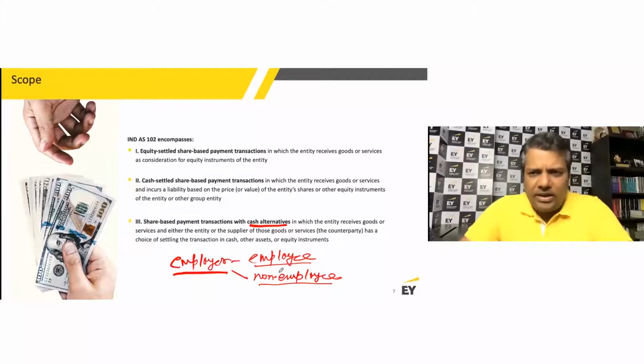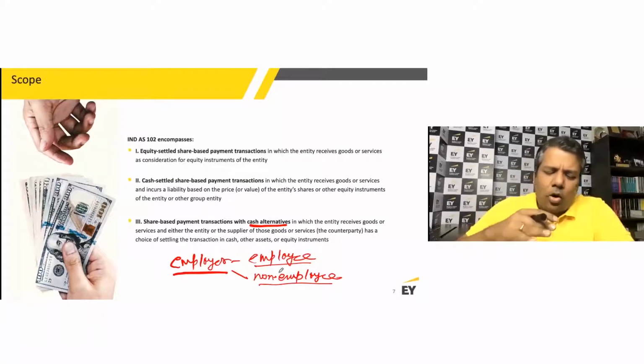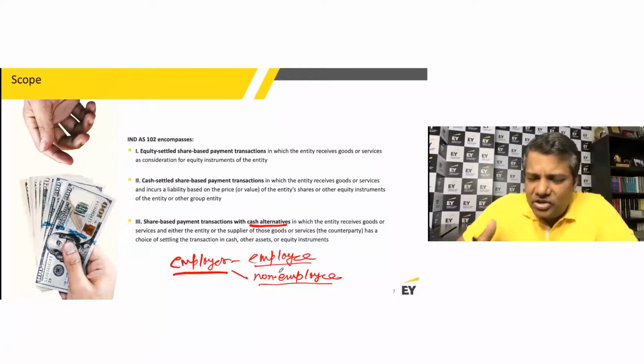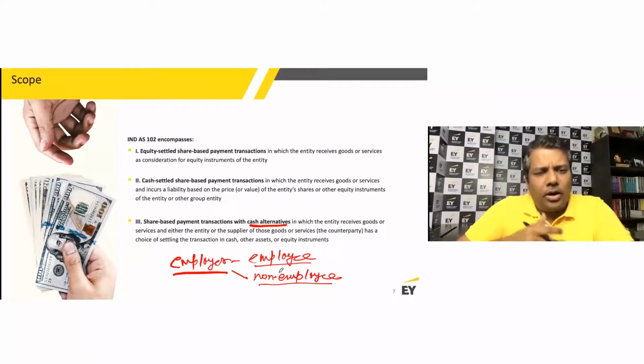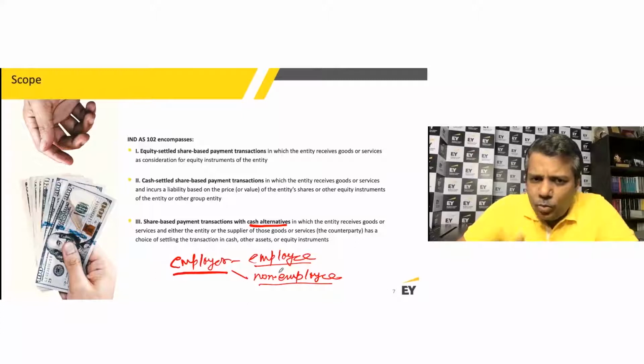It is between the employer and the employee to decide how they want to enter into this arrangement. So it could be an equity settled share-based arrangement, or a cash settled share-based payment arrangement, or a share-based payment transaction with cash alternatives. These are the three possibilities which exist in relation to Ind AS 102.